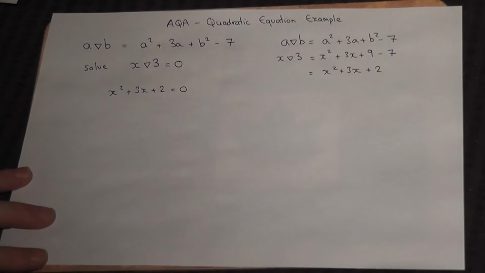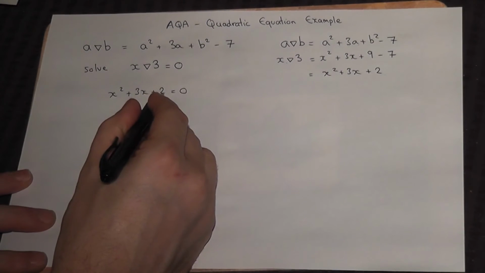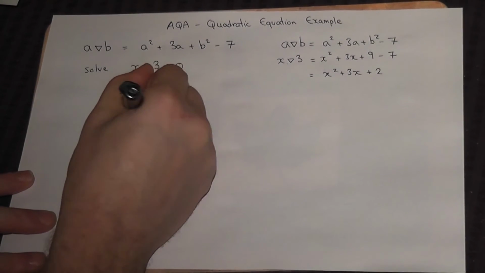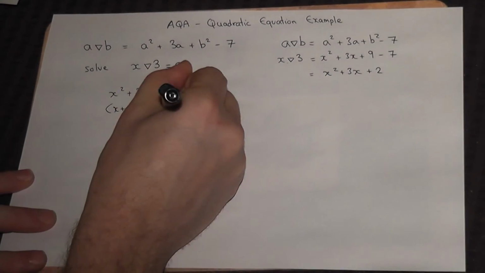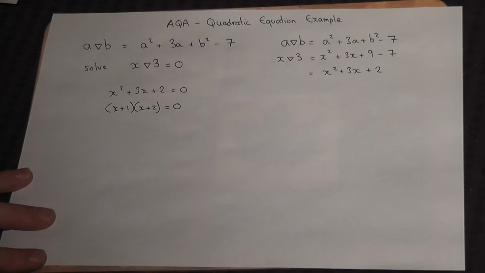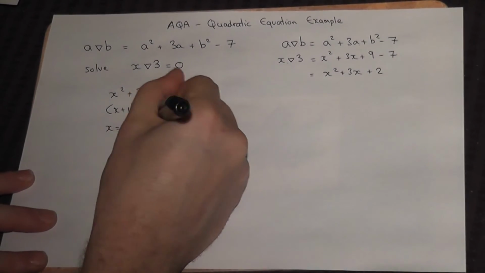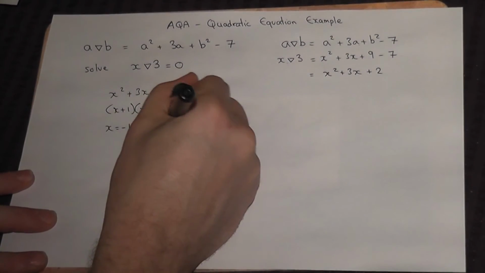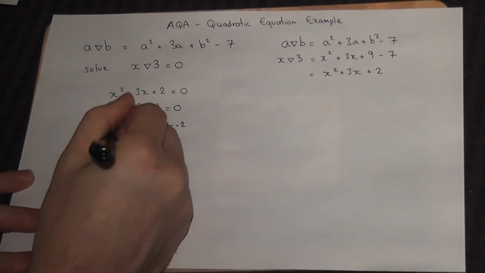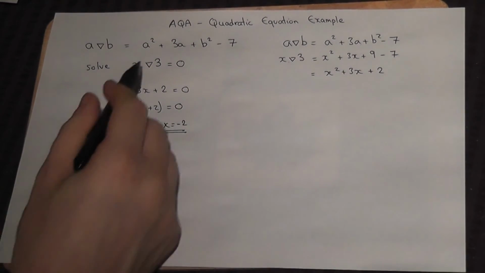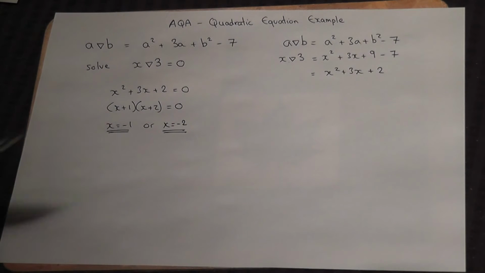Now this can factorise. 1 times 2 is 2, 1 plus 2 is 3. So x plus 1, x plus 2 must equal 0. To make this bracket equal to 0, x must equal minus 1. Or, for this bracket, x must equal minus 2. And there are solutions to this equation there.